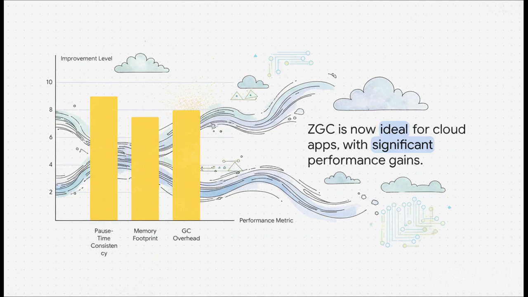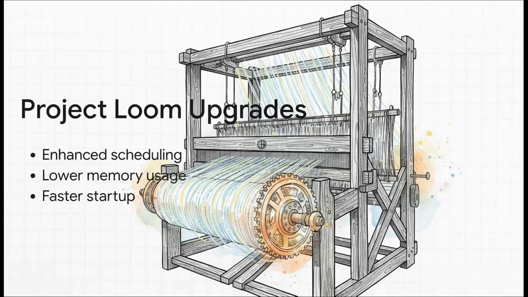What does that mean in the real world? For things like microservices and cloud-native apps, it translates directly into better performance and, yep, lower costs. And of course, we can't talk about concurrency without talking about Project Loom, right? Virtual threads were finalized back in Java 21, and they're not done getting better. In JDK 25, they get even more love: enhanced scheduling algorithms, even less memory usage per thread, and faster startup times. They're just more efficient than ever before.